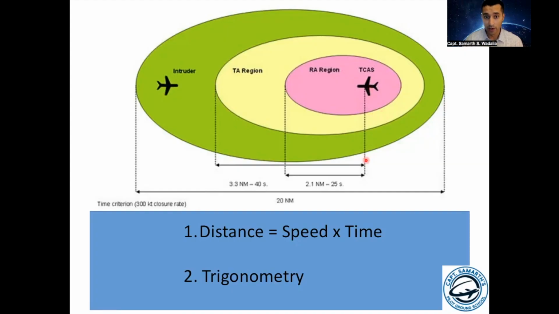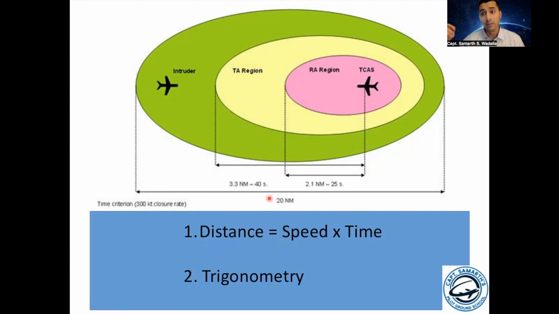You will notice from your aircraft to the front of the traffic advisory bubble is labeled 3.3 nautical miles and 40 seconds. And the resolution advisory bubble from your aircraft to the front of the bubble is labeled 2.1 nautical miles and 25 seconds. Captains, I want you to remember that TCAS is very good at doing two things. TCAS is very good at number one, the formula distance equals speed times time, speed into time. And number two, trigonometry. Let's leave the trigonometry aside for the moment, and let's only talk about distance equals speed into time.